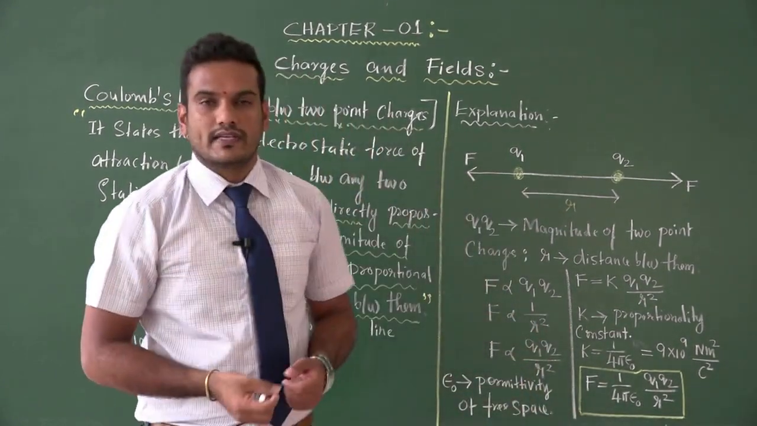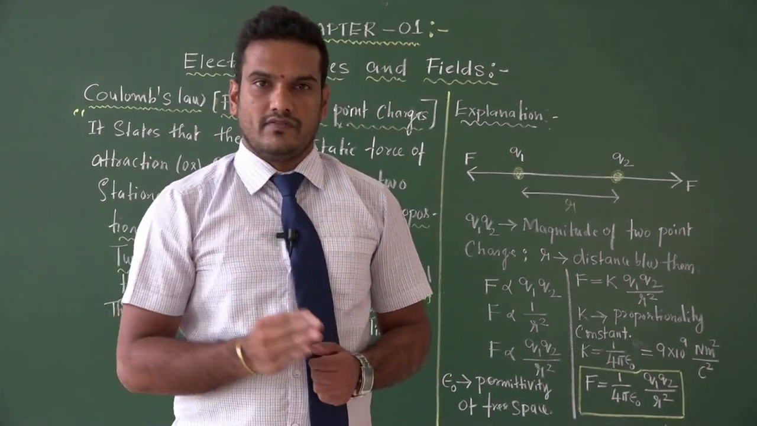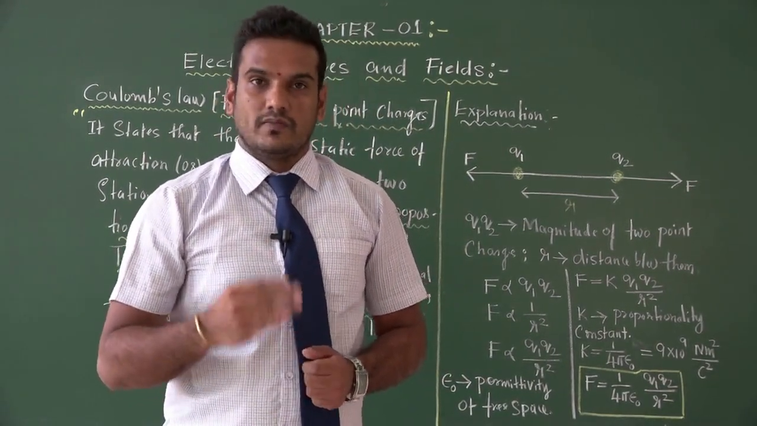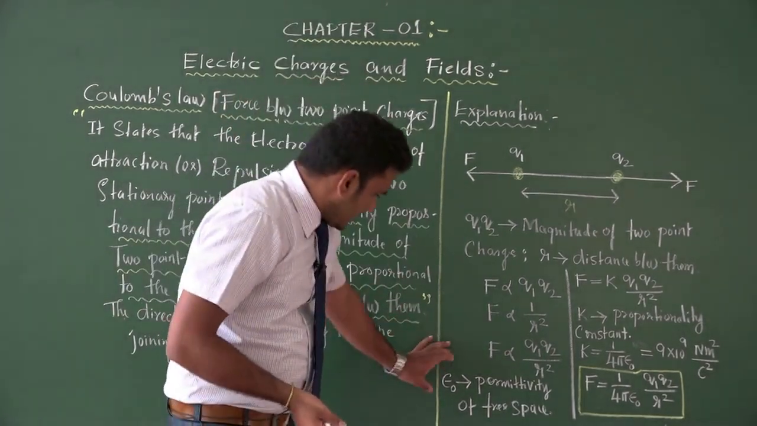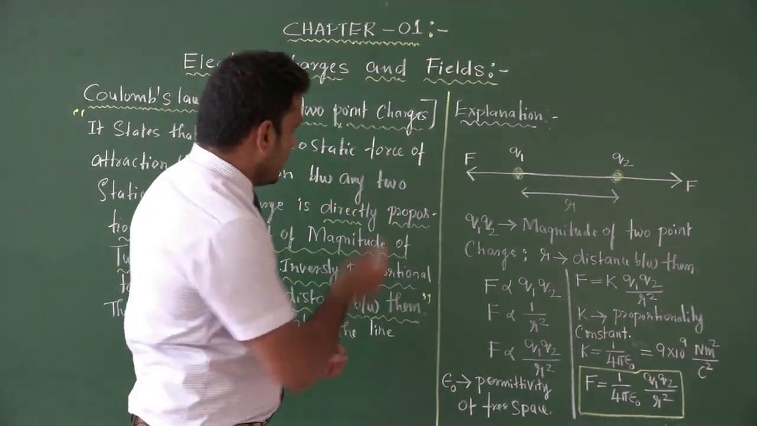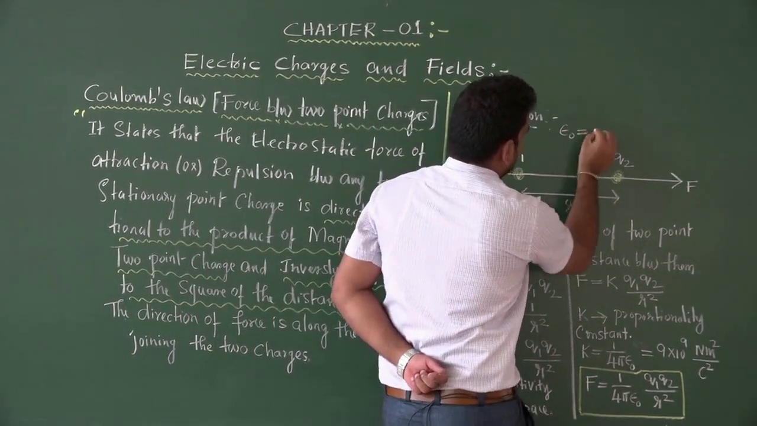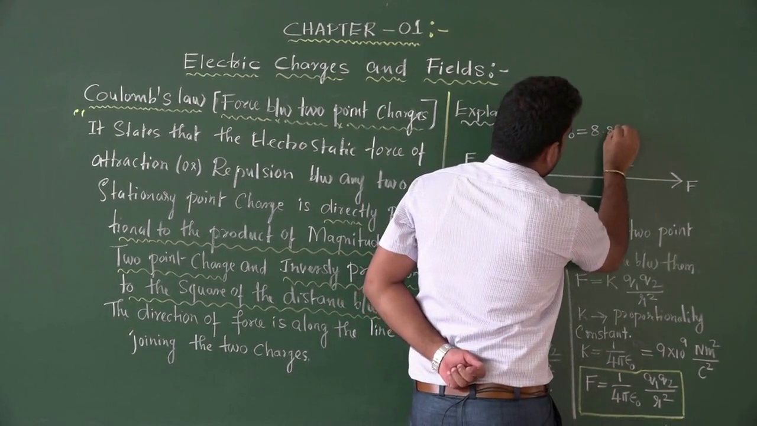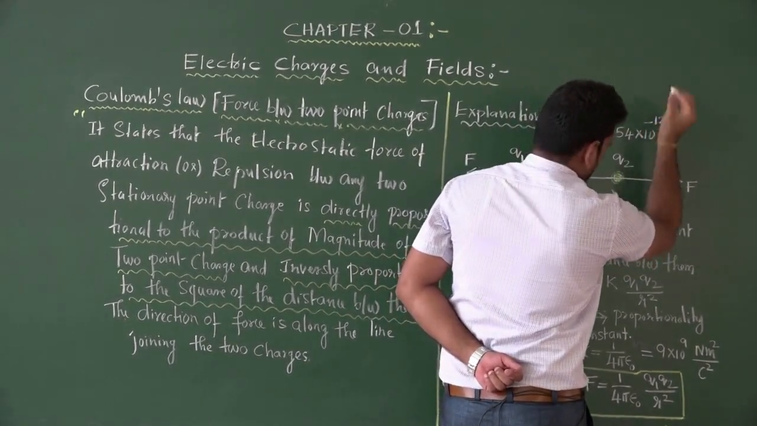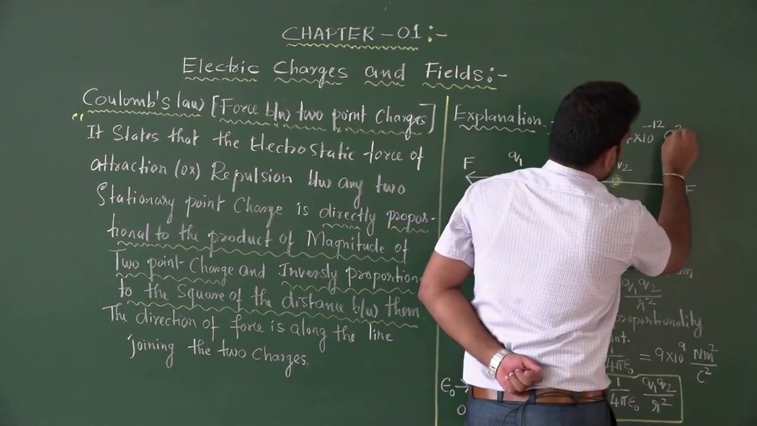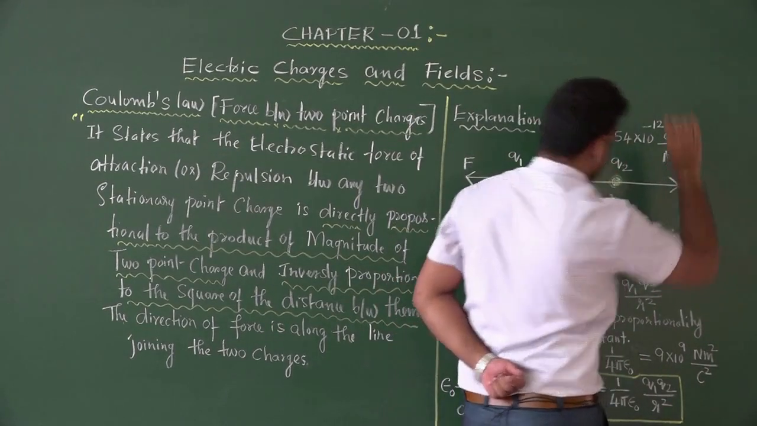You will get to know what exactly the permittivity of a medium, the permittivity of free space and relative permittivity are in further explanation. And we have a constant value for epsilon naught. I will write it here. Epsilon naught is equal to 8.854 into 10 raised to minus 12 Coulomb square per Newton meter square.